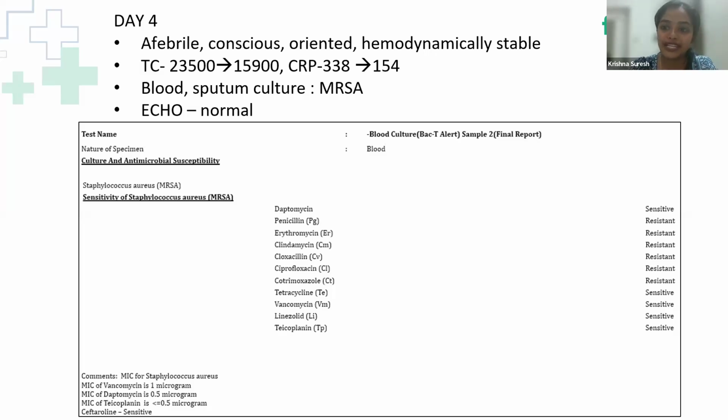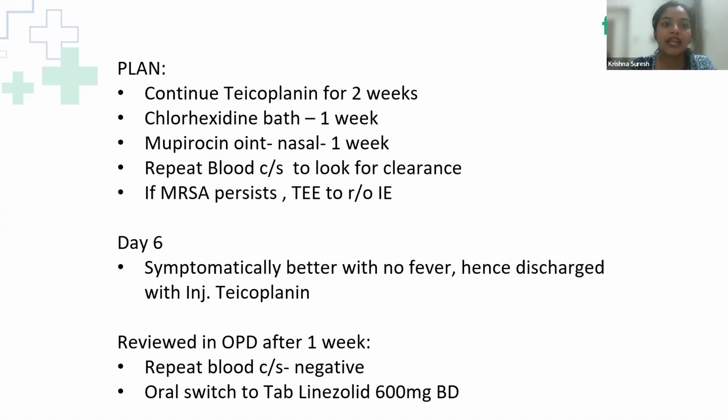Here, echo is actually indicated in this patient to rule out infective endocarditis, because methicillin resistant Staph aureus is a highly virulent pathogen and it can cause infective endocarditis. It is the most common cause of infective endocarditis. That is why echo was done in this patient. Now the plan was to continue teicoplanin for 2 weeks. Here it is an uncomplicated Staph aureus bacteremia, uncomplicated because there is no metastasis to other locations. So in an uncomplicated Staph aureus bacteremia, the minimum recommended duration is 2 weeks. So we recommended teicoplanin for 2 weeks.